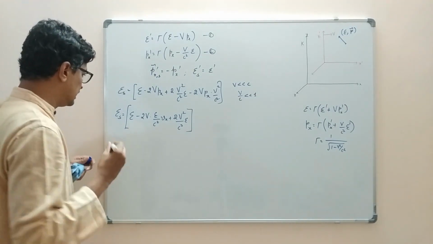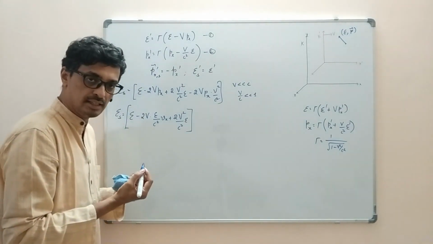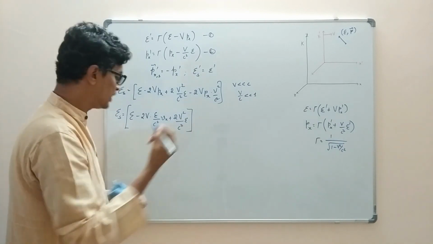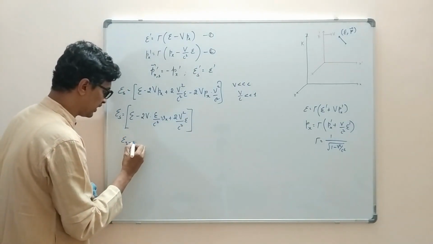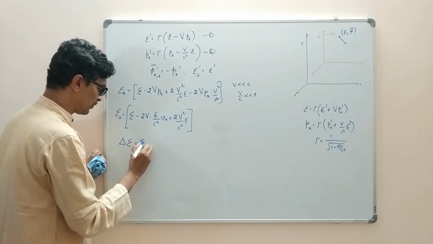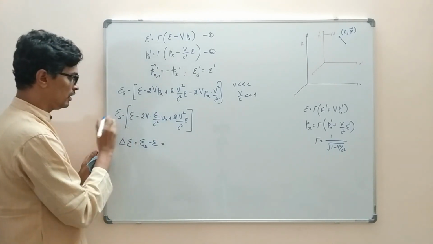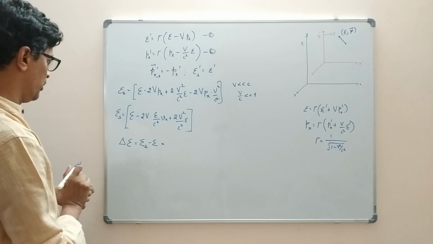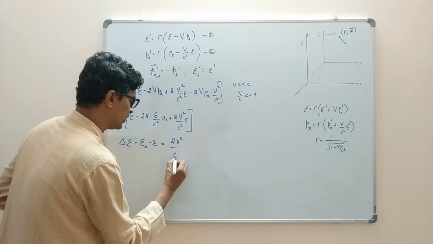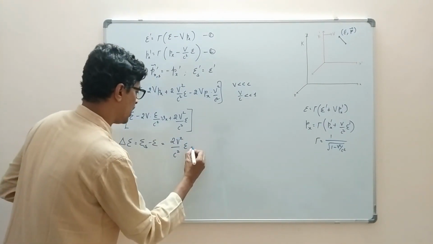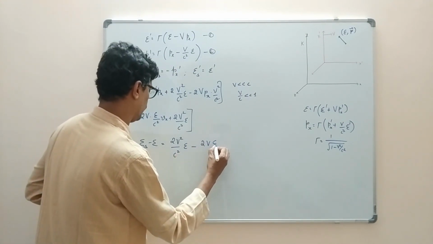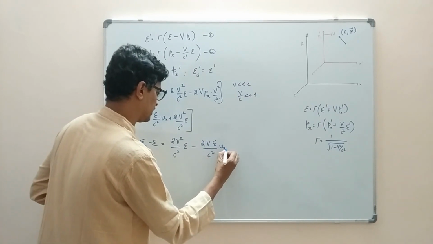Okay, so now the change in the energy, that means the energy after scattering and before scattering, what's the change in the energy? That will be nothing but epsilon s minus epsilon, let me call this delta epsilon. Delta epsilon equal to epsilon s minus epsilon, and that will be, am I missing something with the sign? No, yeah. So this is going to be 2 V square by C square epsilon minus 2 V epsilon by C square V x.